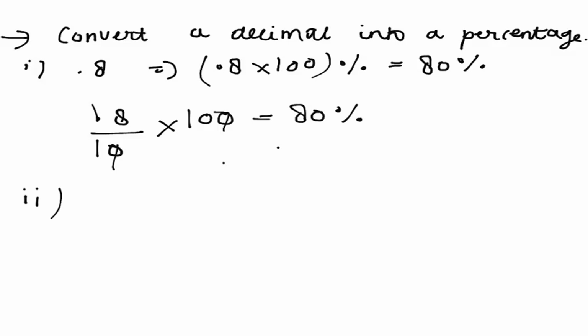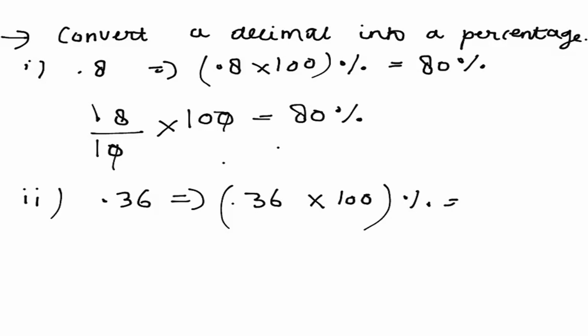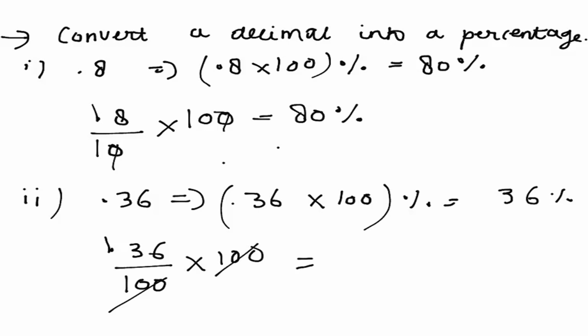Suppose the next question we have is 0.36. The simplest method is to multiply it by 100. 0.36 multiplied by 100, and we put a percentage sign over here. It will give us 36%. The next method is that we can take 0.36, remove this decimal point, and put 100 over here. Now to change into a percentage, we multiply by 100. 100 cancels with 100, and it will give us 36%.